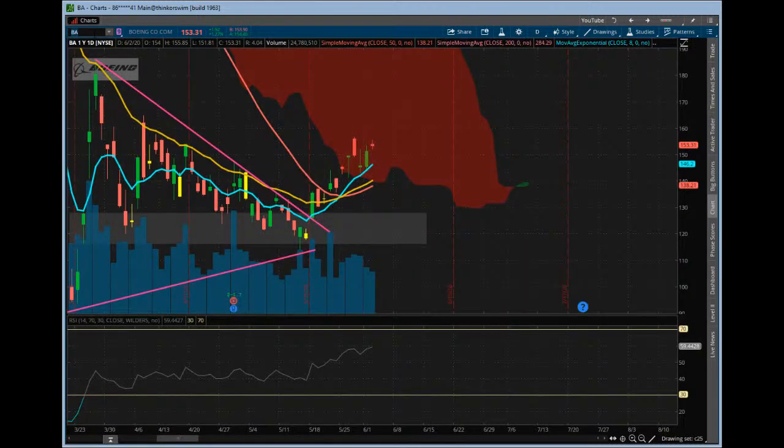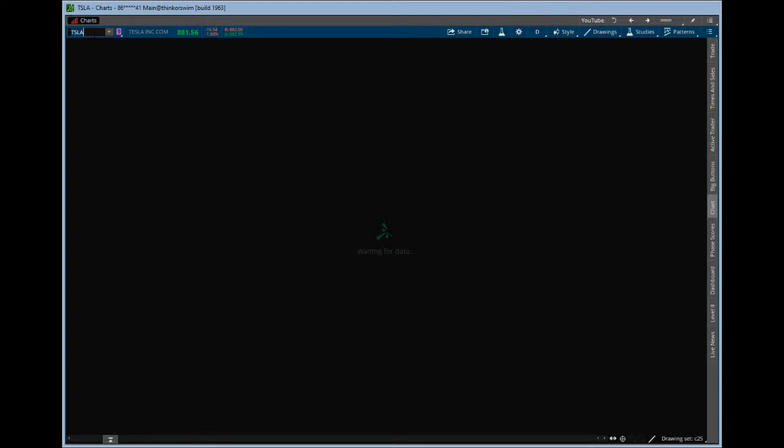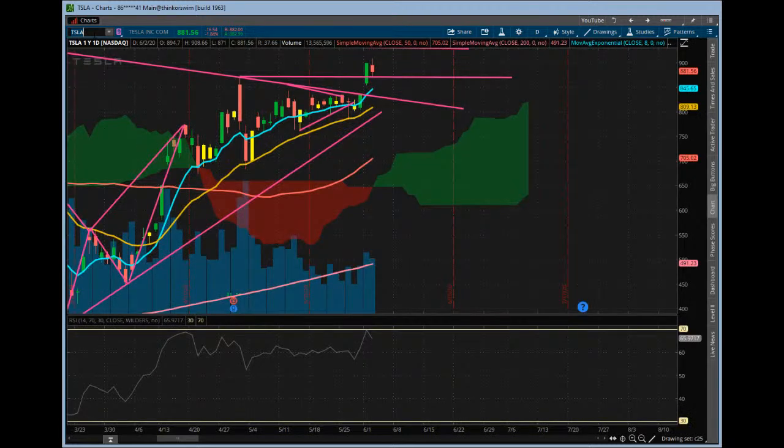Boeing, we looked at a little bit of a doji there. Maybe it'll try a doji sandwich up, but it's been struggling there. And of course, Tesla, just consolidating here, in my opinion. So let's see if it continues to consolidate. Maybe wait for another bullish move on it. So that's what we're seeing right now.